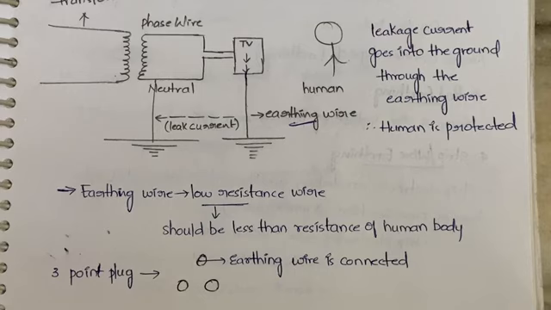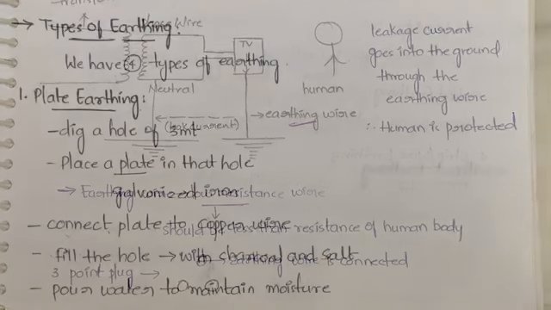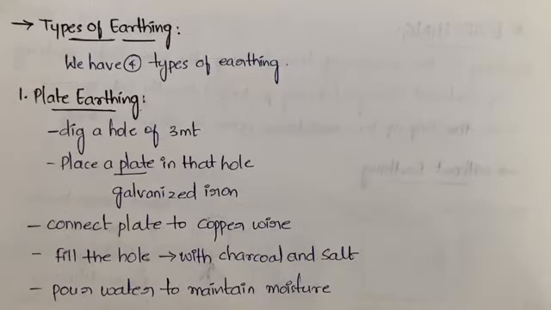Now let us see what are the different types of earthings we have. I hope you guys are clear. If you are using earthing, the human body will not get shock because the leakage current will be going through the earthing wire. If there is no earthing, the human body will get the shock because there is no way for the current to go to the ground. It has to go through the human body. Now let us see what are the different types of earthings we have.